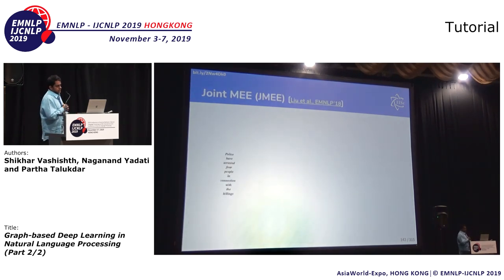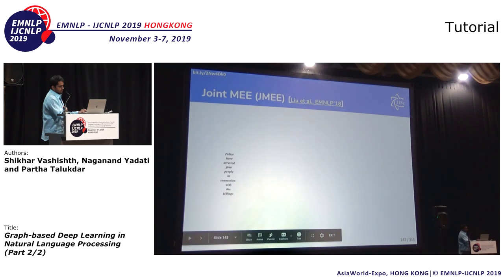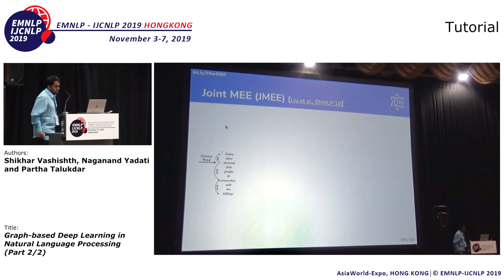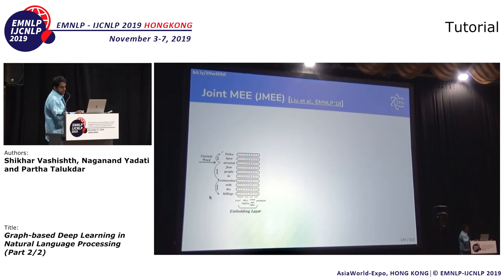So to address this problem of multiple events extraction, they propose this model, JMEE, Joint Multiple Event Extraction. So let's see the details of the model. We have the input sentence here: police have arrested 4 people in connection with the killings. We get the syntactic dependency graph between the words in this input sentence.